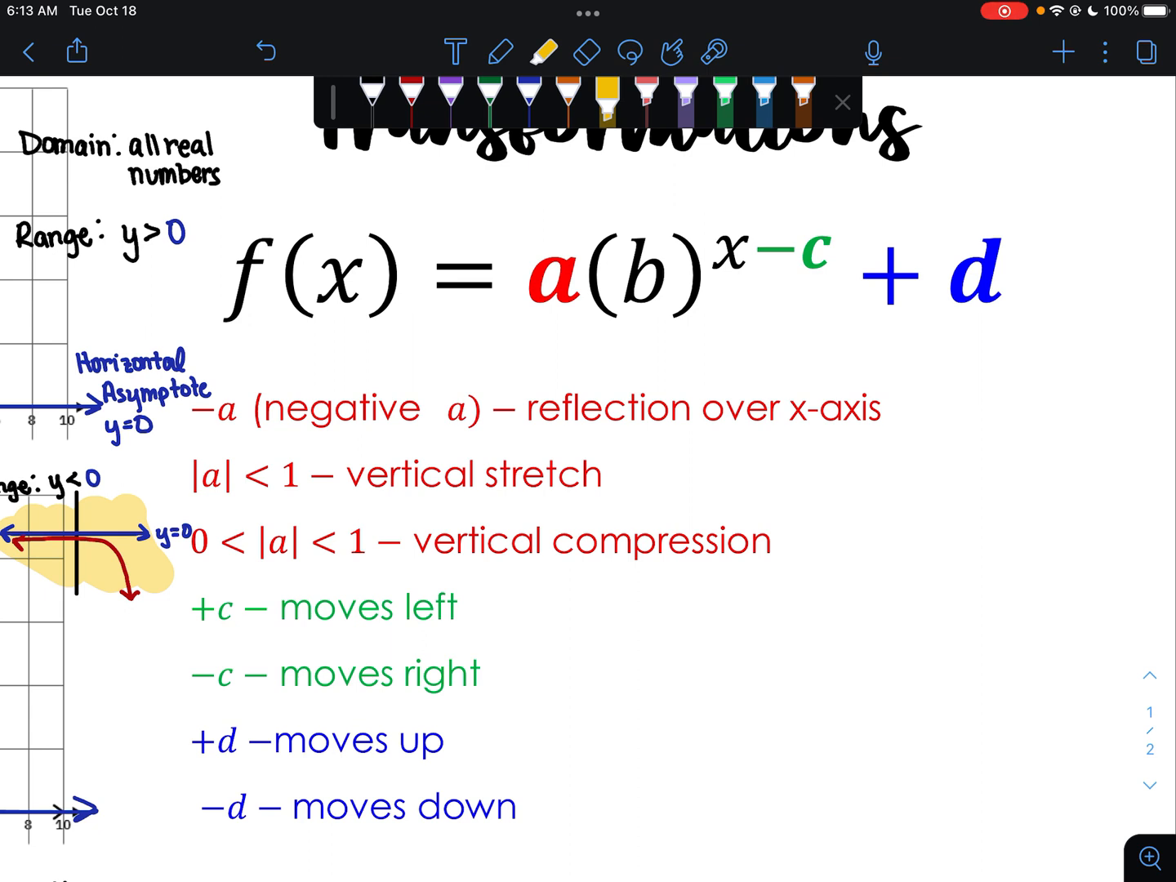Then we have C. If it looks like plus C, it moves to the left. If it looks like minus C, it moves to the right. Remember, it likes to act the opposite. And then D causes it to move up if it's positive and down if it's negative.